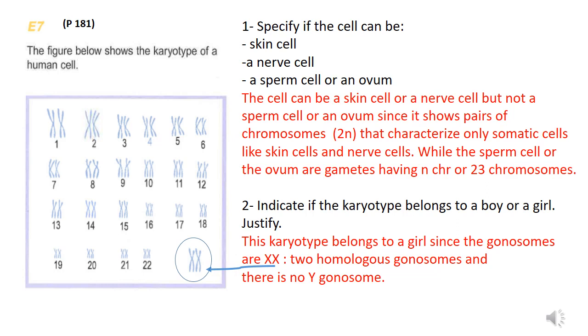Question 2. Indicate if the karyotype belongs to a boy or a girl and justify your answer. The karyotype belongs to a girl since the gonosomes are XX, 2 homologous gonosomes, and there is no Y gonosome.